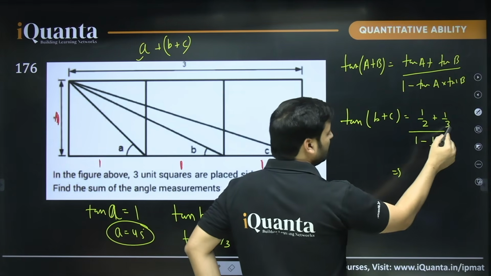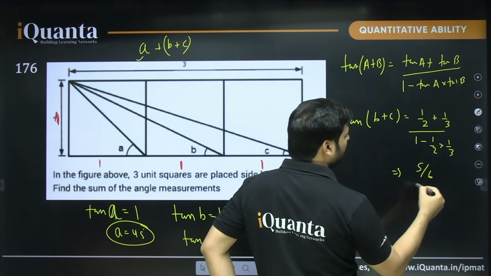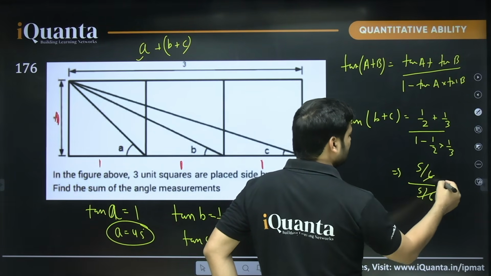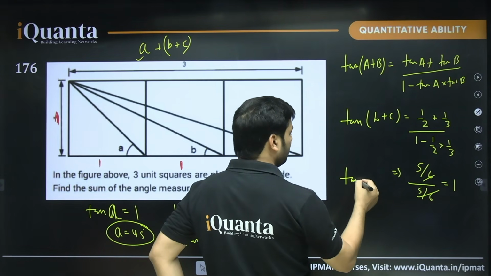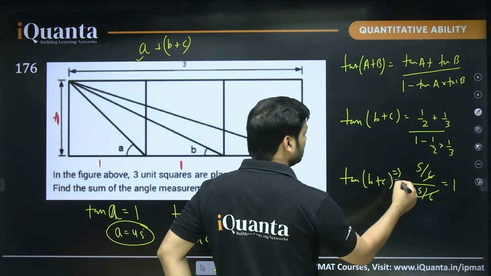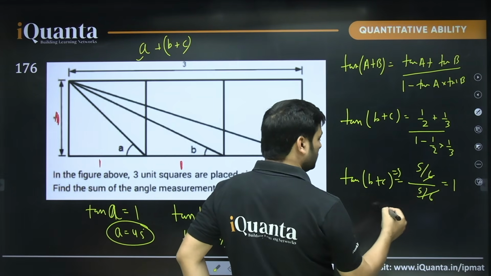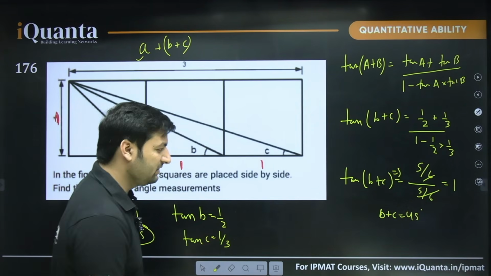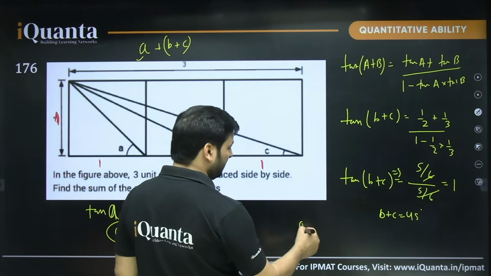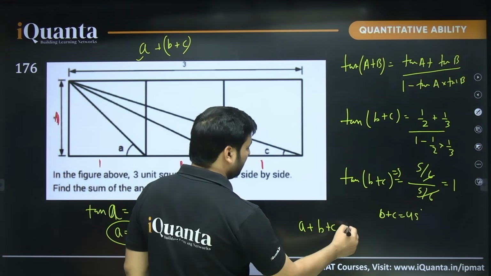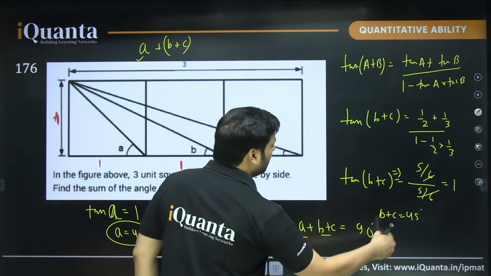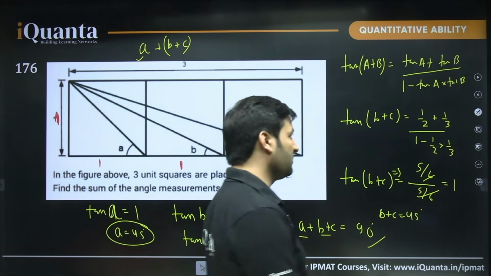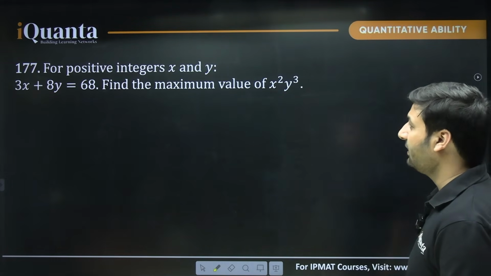What do I get? 5 by 6 above and then 5 by 6 below, okay. So these are cancelled, 1. So that means we calculated 10B plus C, that is equal to 1. When is 10 equals to 1? When B plus C will be 45 degree. So I basically had to find out the sum of A plus B plus C. A is already 45, B and C I just got 45. So 45 plus 45 will be 90 degree. That's my answer, okay. Such a trigonometric problem or angle based question can come maybe, okay.